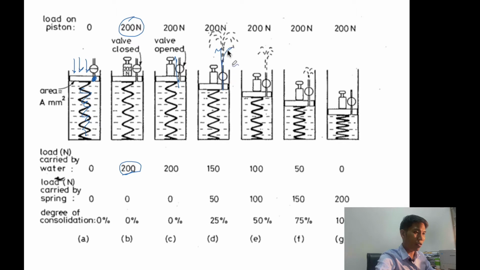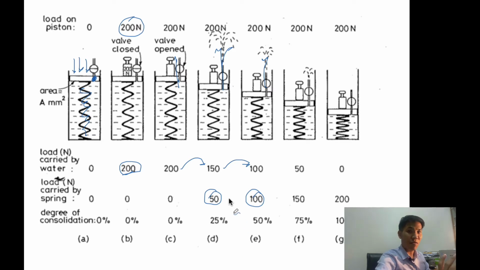When the water is trying to flow out, you can see from this that the load carried by water will reduce from 200 to 150. And the load will be shared, carried by the spring, about 50. After that, when time has passed, the water will flow out from the soil. The load carried by the water will reduce from 150 to 100, and the load carried by the spring will increase to about 100.